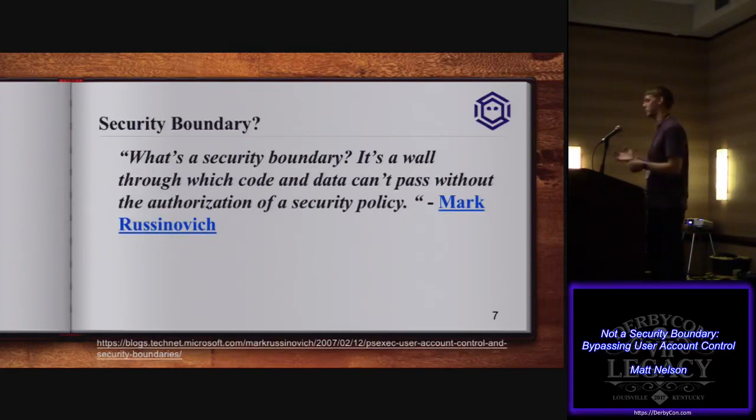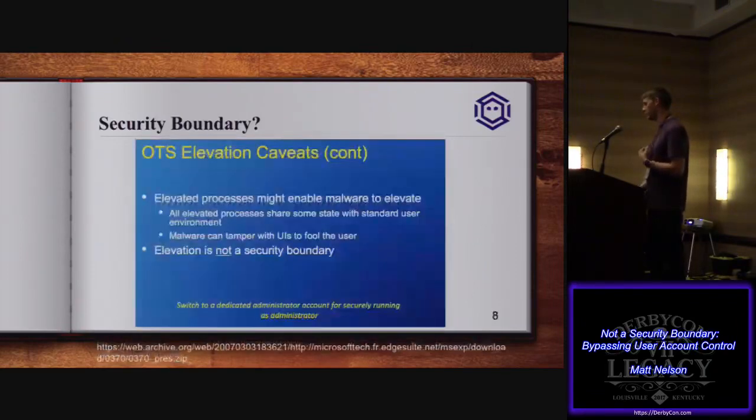So technically, there's no actual definition of this. Mark calls it a wall through which code and data can't pass without authorization of a security policy. Now, it's a very gray area, right? Some might say, well, UAC is a security policy. It's to prevent users from elevating or doing administrative actions without explicitly allowing it. So there's a gray area. I don't think it's a boundary whatsoever.